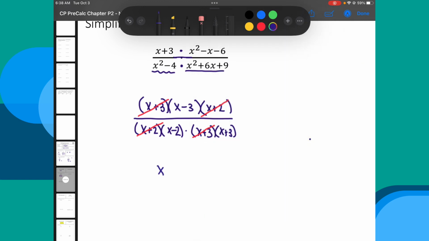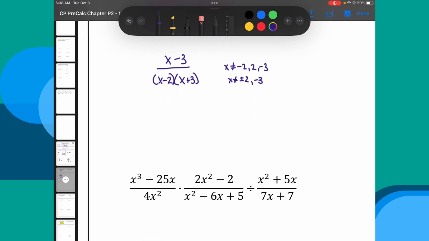That leaves us with x minus 3 in the numerator, and then x minus 2 times x plus 3 in the denominator. When we state restrictions, we have to state restrictions for the entire denominator, even if they canceled out. So x cannot equal -2, +2, or -3. You could also write this as x cannot equal plus or minus 2, and then -3. Either is acceptable.